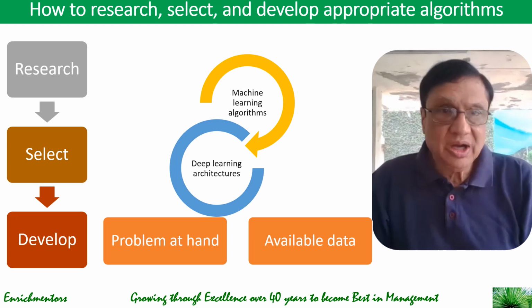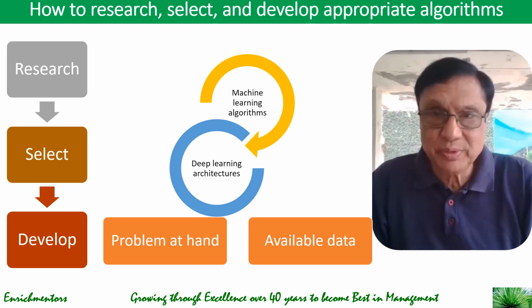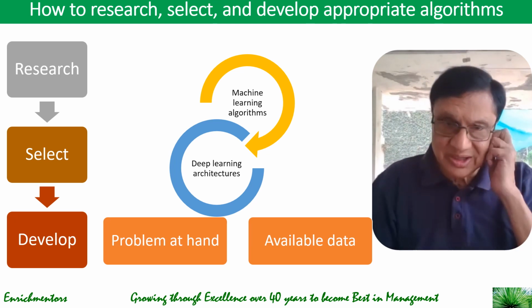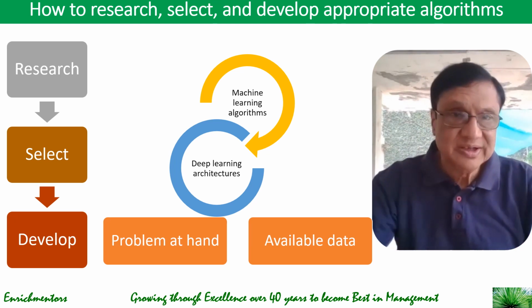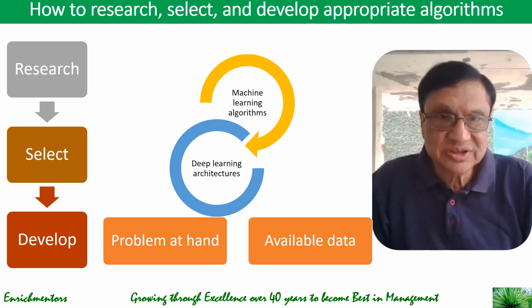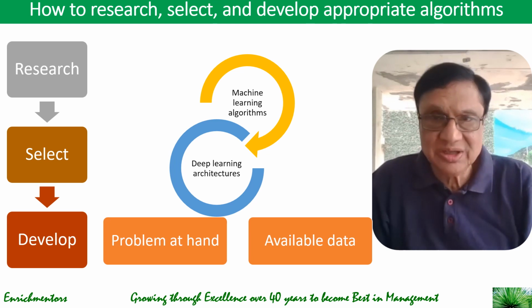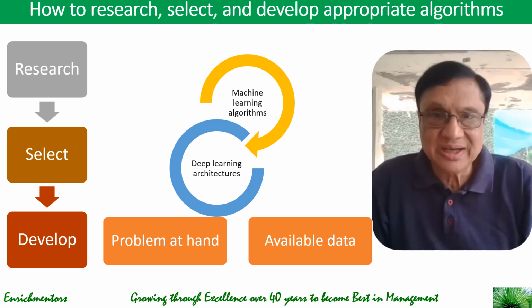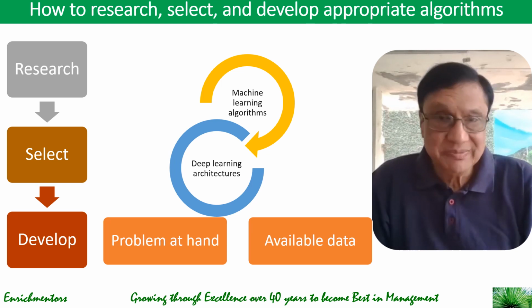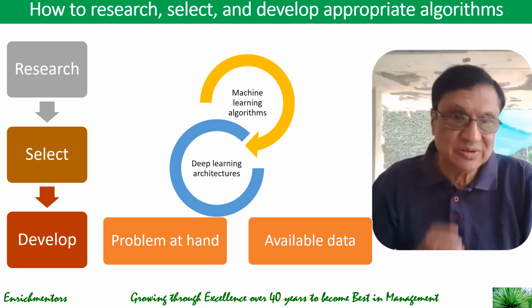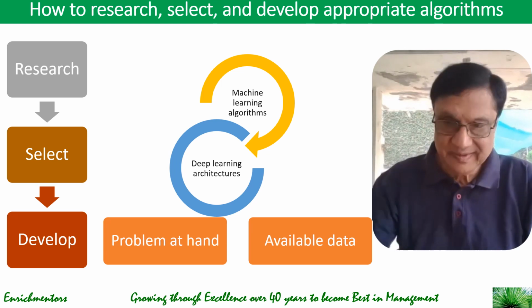So, how do you think? How to research, select, and develop an appropriate algorithm, whether it is a machine learning algorithm or deep learning architecture? So, how do you do that? As we talked about, researching, selecting, and developing the right machine learning and deep learning algorithms and architectures are based on the problem that you have at hand and the data that you have available. And that involves many steps. Let's go through step by step. And there are a lot of lectures that you will find in this section.